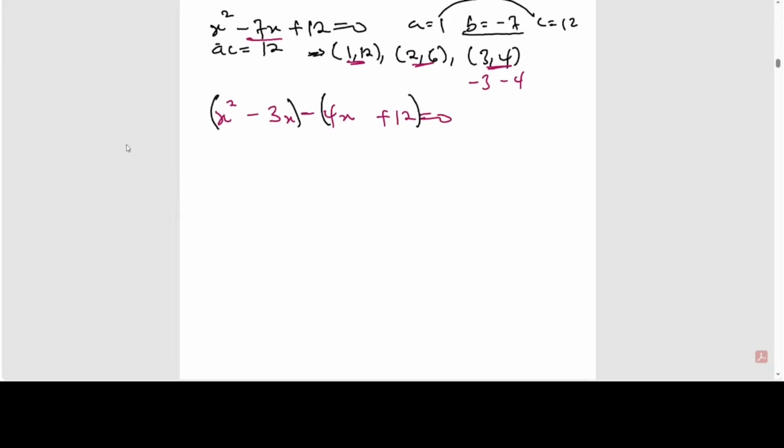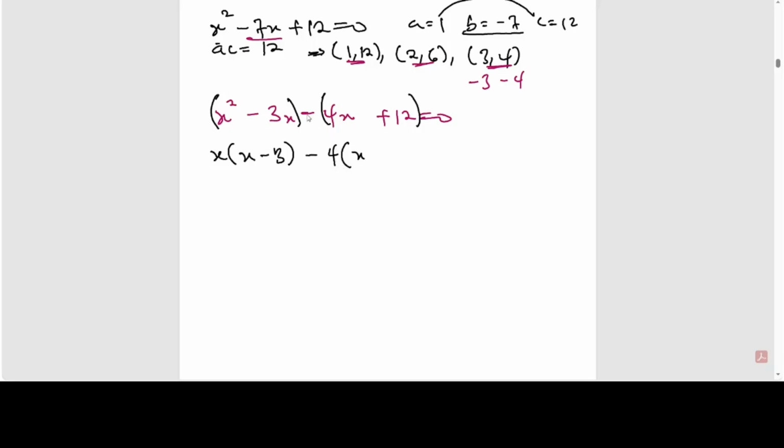So what is common to this and this? This and this is x. So x out, x in, minus 3. Then minus, what is common to this and this is 4. So 4 out, we have x. 4x, so we take the 4 out, or 4x divided by 4 is x.